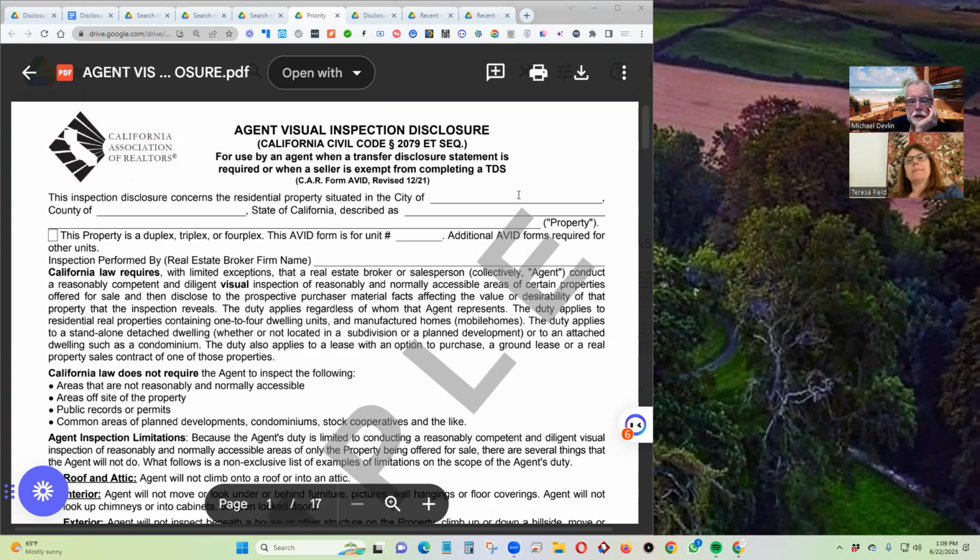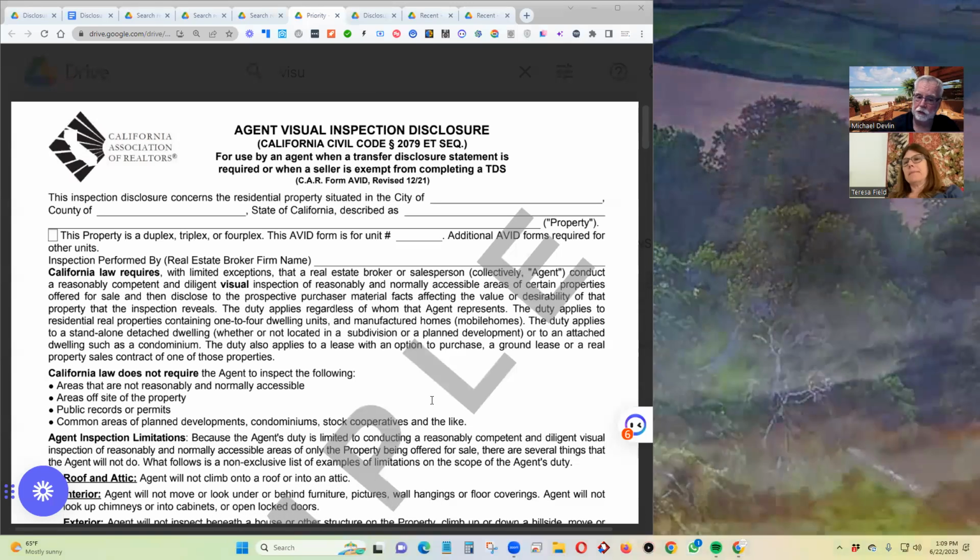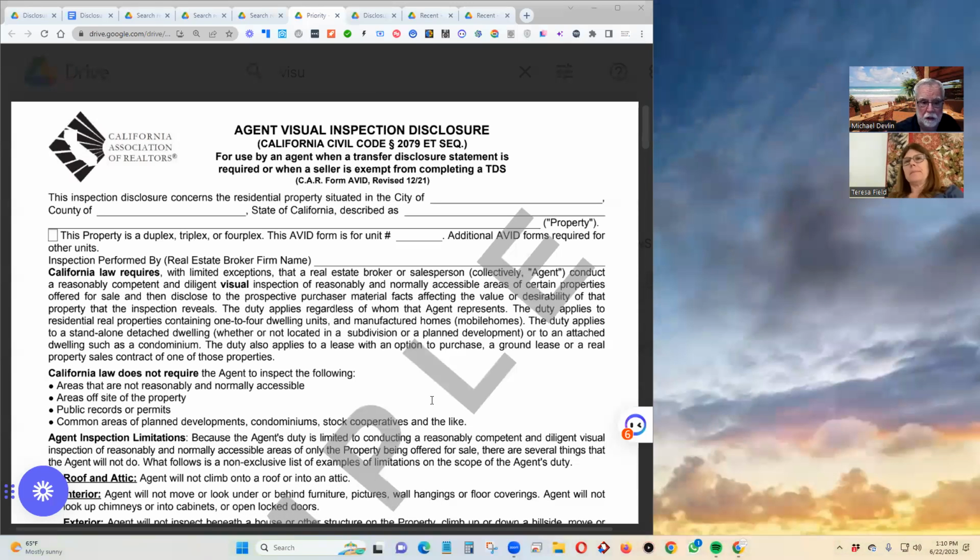So here's the agent visual inspection disclosure. Now, you might guess that an agent visual inspection disclosure is a visual inspection disclosure, isn't that right? So that would mean that this form only applies to things you can see. Is that right?